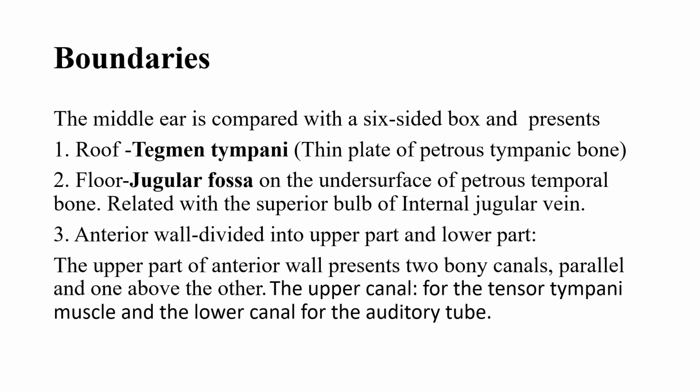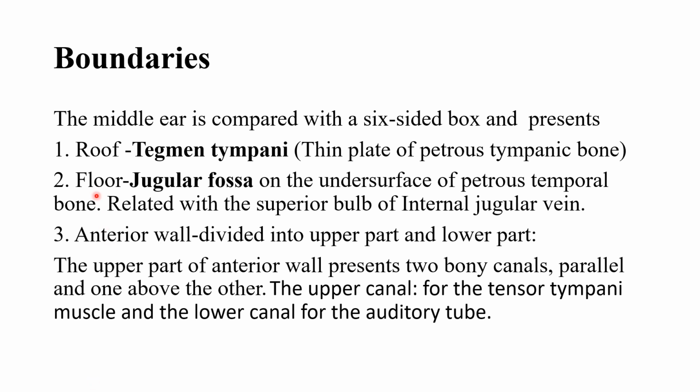The roof is formed by a thin plate of bone which is called the tegmen tympani. Now what this tegmen tympani does, as we have seen, is that it separates the tympanic cavity from the middle cranial fossa. The tegmen tympani also extends posteriorly to form the roof of the aditus ad antrum, from where the aditus will communicate with the mastoid antrum.